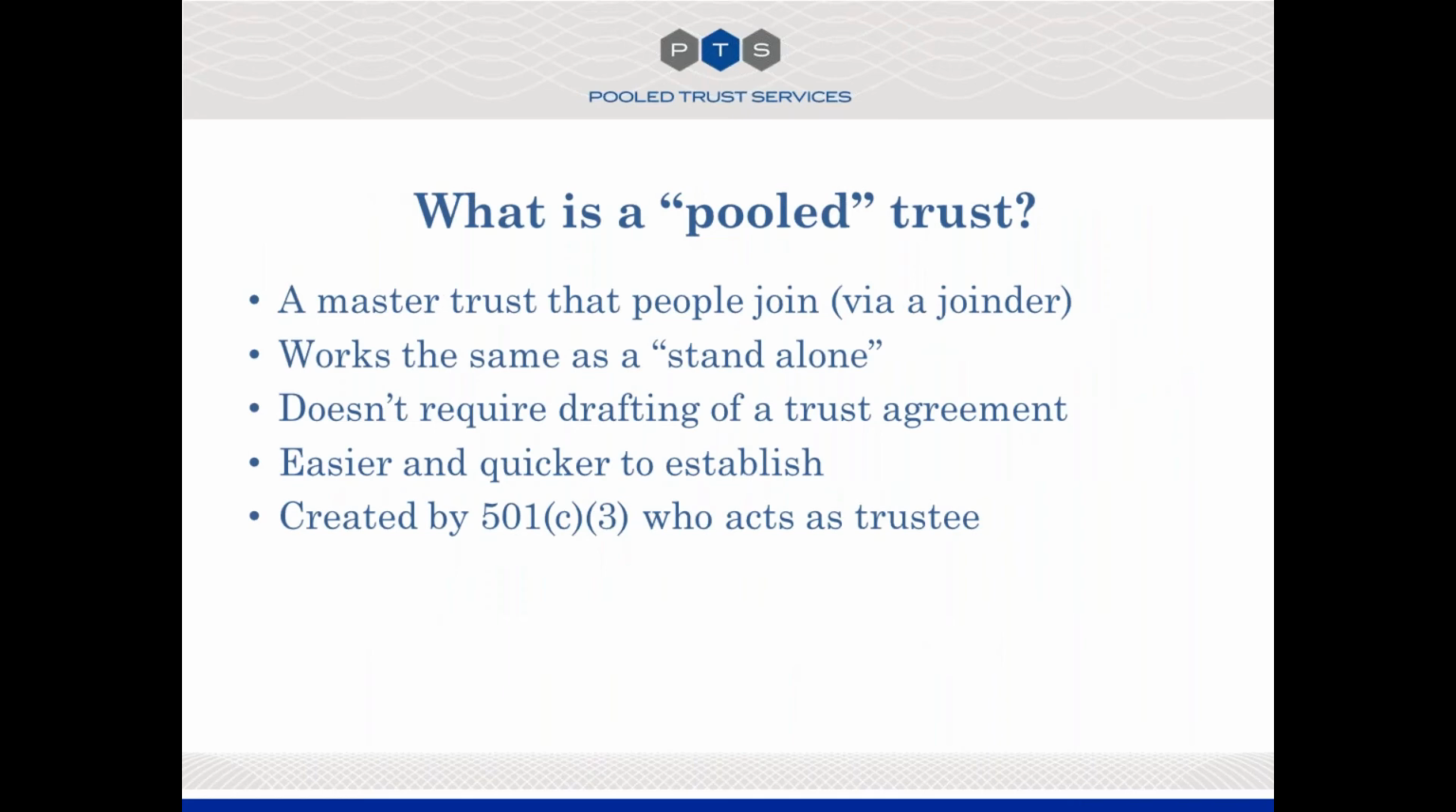So what is a pooled trust? Basically, this is a master trust document that multiple people can join. In order to join it, the person is going to sign a joinder, which is basically a contract that creates a sub-account for them within the trust.